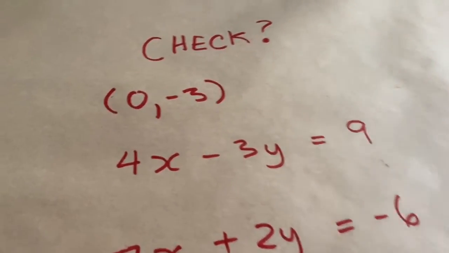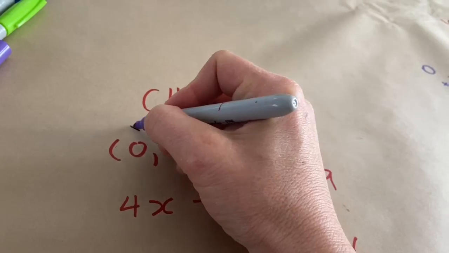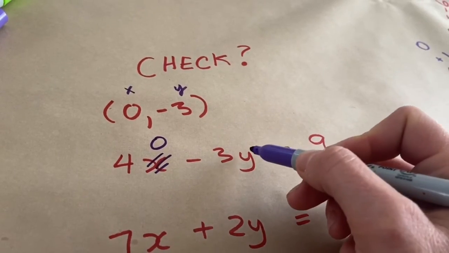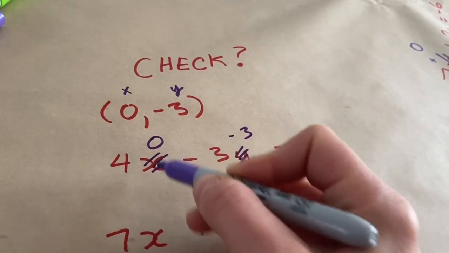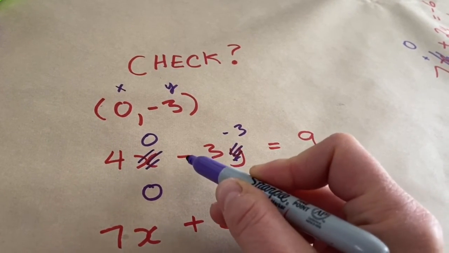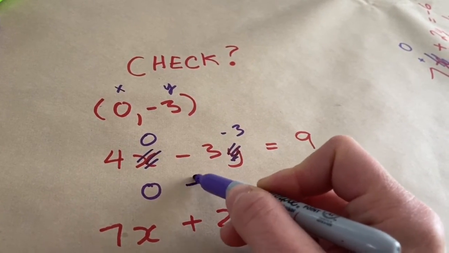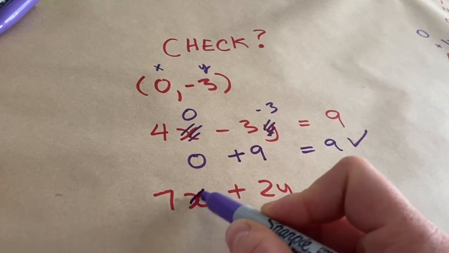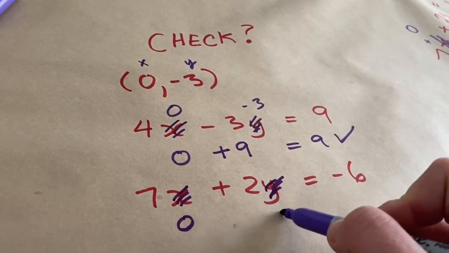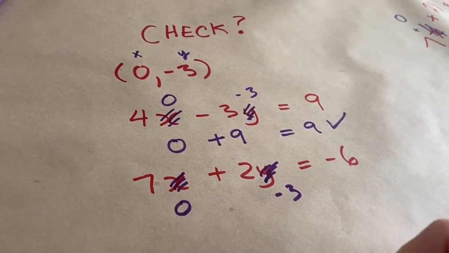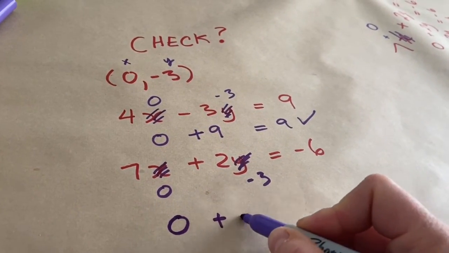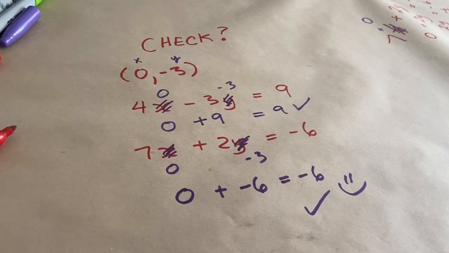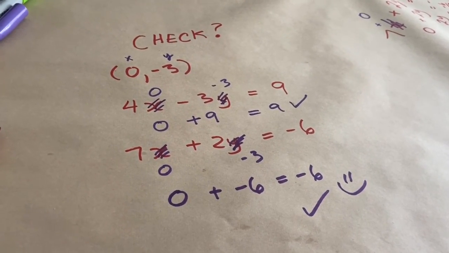What I'm going to do is I'm going to put the x and the y into the equations. So my x is 0, my y is -3, so 4 times 0 is 0, and then we have -3 times -3. That gives me 9. Oh, this works, great. Now let's check the other one. Okay, so we're going to put a 0 here, we're going to put a -3 here, so 7 times 0 is 0, 2 times -3 is -6. Ah, this works as well. So we know that our solution to the system of equations is correct even without the help of Desmos.